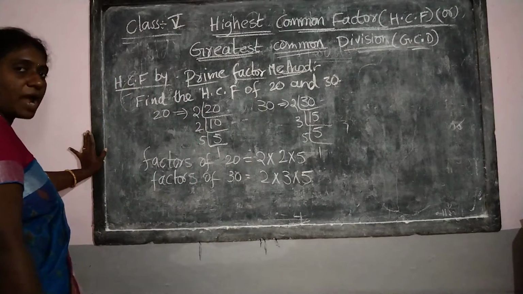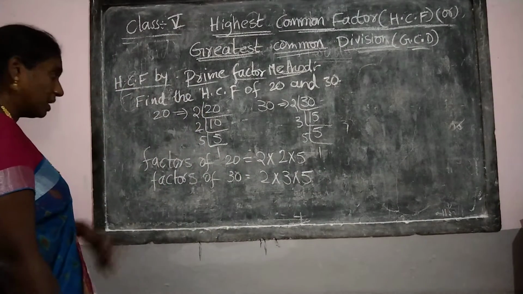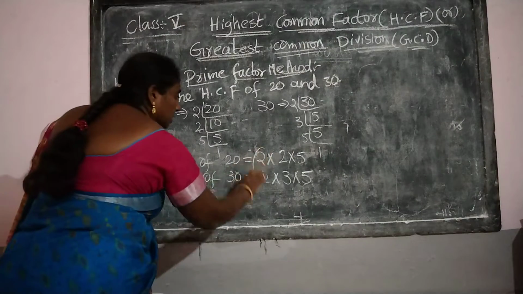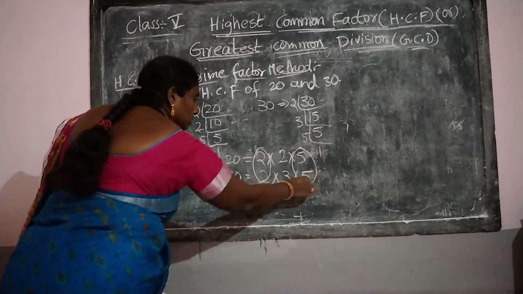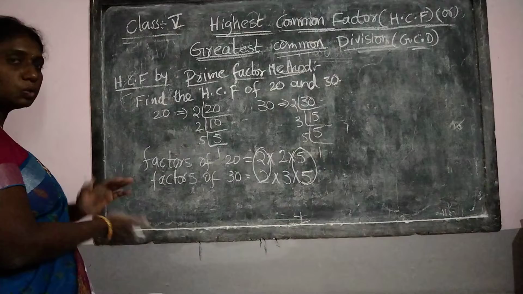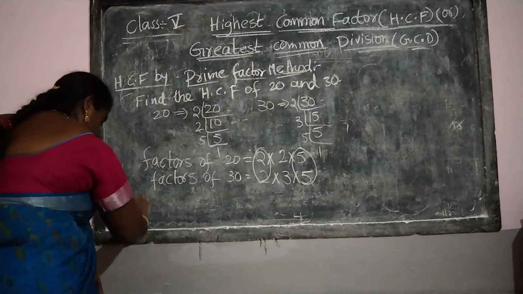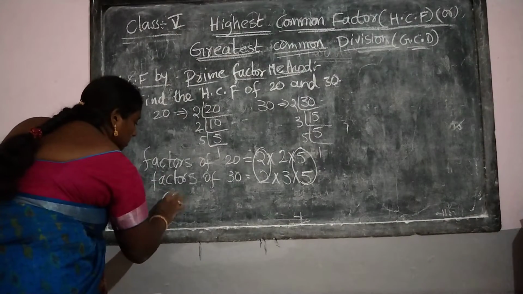Now, what are the common factors here? Circle the common factors. Here the common factors are 2 and 5. Now, therefore, the common factors of 20 and 30 are 2 and 5.